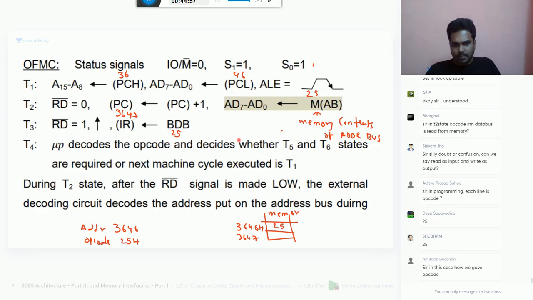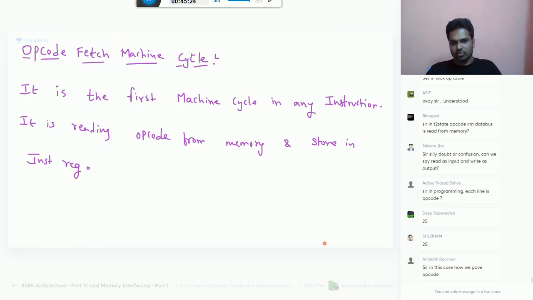Just wait, Amitabh. Okay, everybody, I will clear all your doubts. What is BDB? Bidirectional data bus. So, memory contents of the address bus location. Just listen, I will tell you one example.